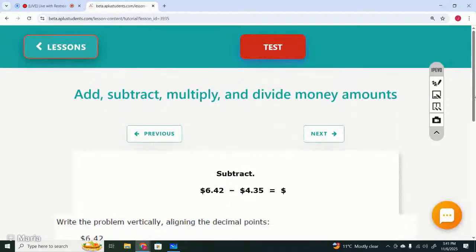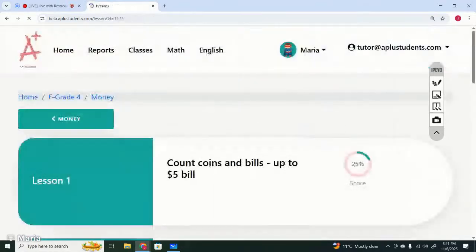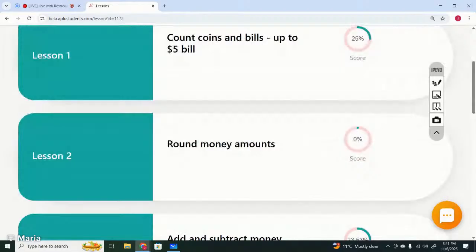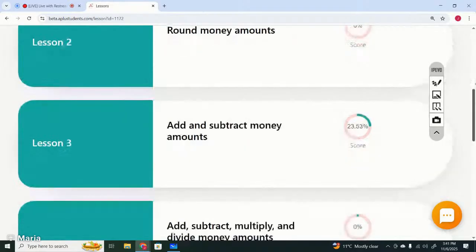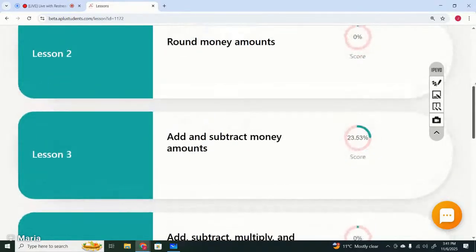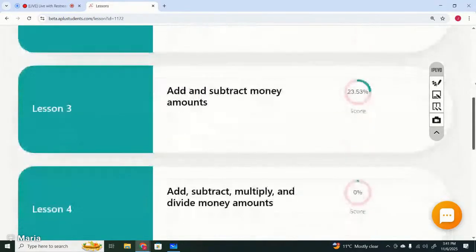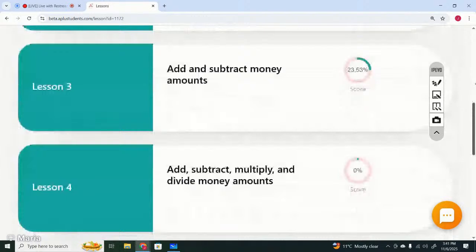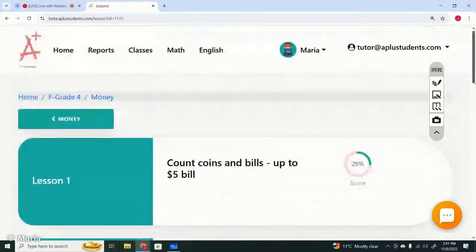So we were working on grade 4 math. The chapter we were working on is money. The lessons we have covered today are count coins and bills up to $5 bill, round money amounts, add and subtract money amounts, add, subtract, multiply, and divide money amounts. So please make sure before the next session you complete all the practice questions for the lessons we just did. That is your homework until next session.